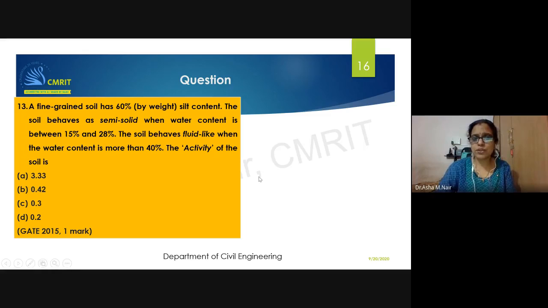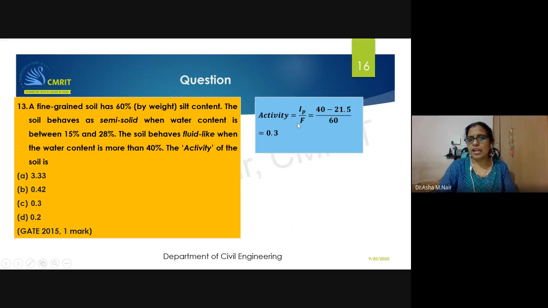Now you are asked to find out the activity. How do you find it out? Activity is equal to IP by F. Please see here, for plastic limit, you are not given one single value. Instead, you are given a range. So you can take the average, 15 plus 28 by 2, which is nothing but 21.5. The liquid limit is 40. So 40 minus 21.5 divided by 60. What is 60? F is nothing but the percentage of clay fraction, and therefore activity is equal to 0.3.